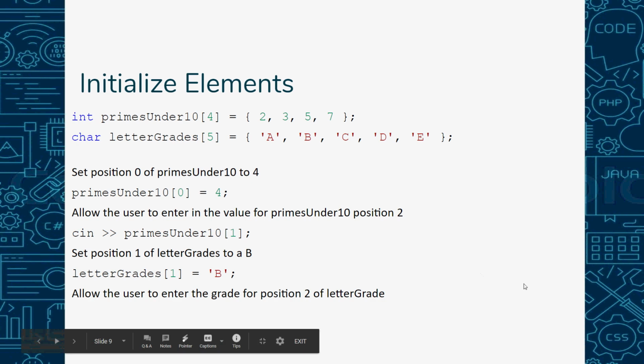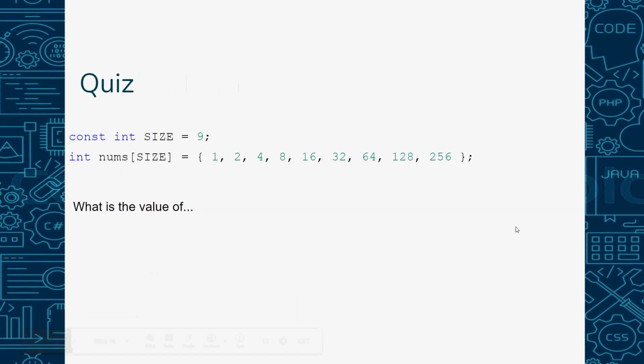And more of the same. There's another cin statement for position 3 of the list because it's 0, 1, and 2. Quiz. Okay, here you go. Here is your quiz. You're going to try and figure out: I've got a const that has a variable size that's equal to 9, and then I've initialized my array with the values 0, 1, 2, 3, 4, 5, 6, 7, 8, 9.